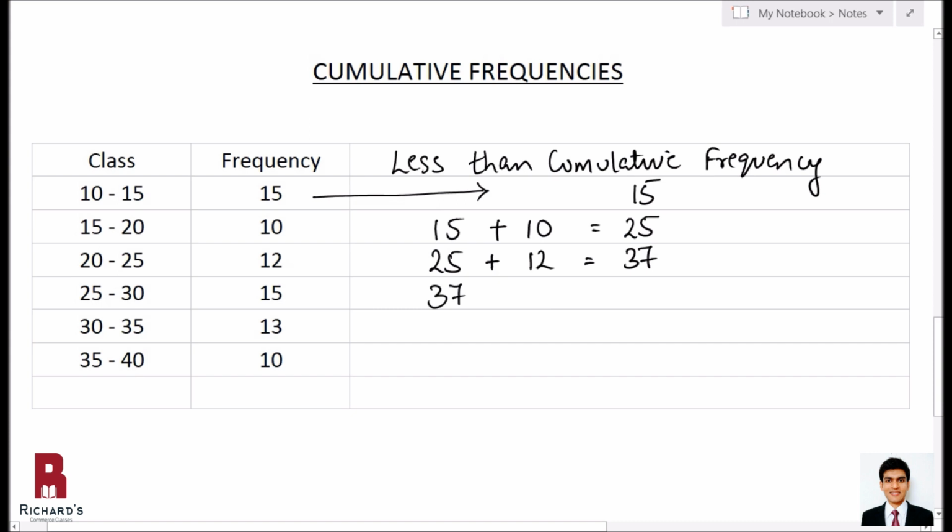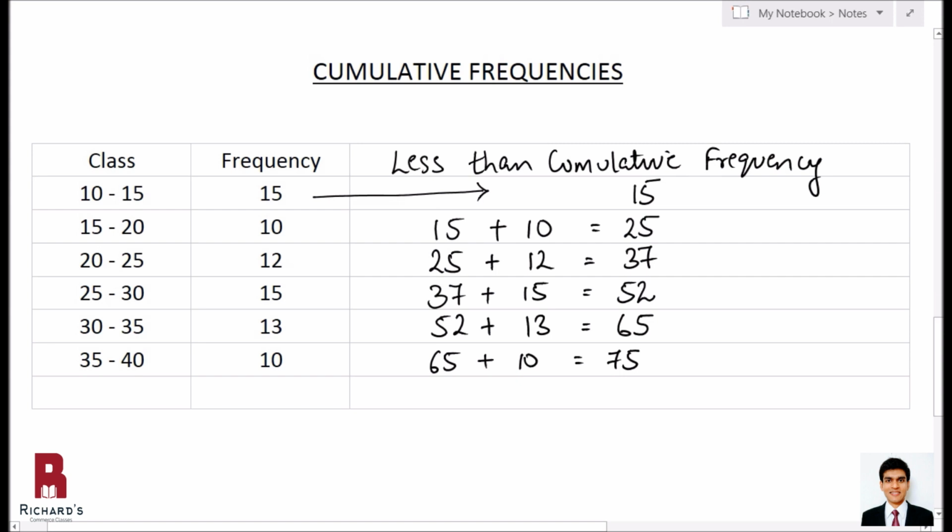Take 37, add 15 and you get 52. Take 52, add the next frequency, that is 13, and you get 65. And finally take 65 and add 10 and you get 75.